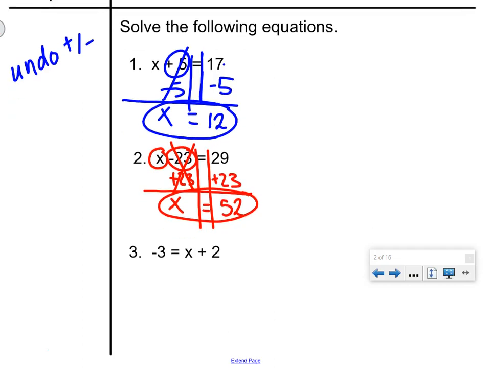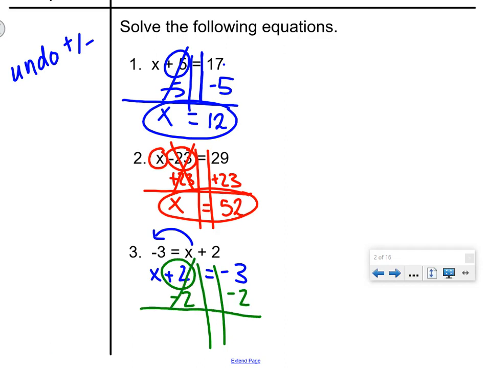Last example on this page, we have negative 3 equals x plus 2. Now, if you like your variable to be on this side of the equation, you can feel free to just flip-flop the sides. We can put the x plus 2 on this side equals negative 3. Sometimes that's easier for our mind to work out the problem. Now that we see it like this, we can undo that plus 2 with a minus 2.